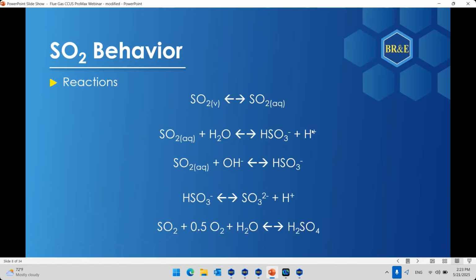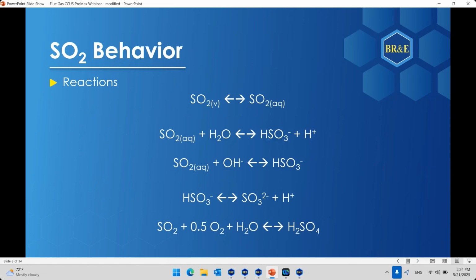So what you're looking at right now is a bit of chemistry. If you remember a chemistry class from your studies, this is what happens to SO2 when it comes into a solution. You can see that SO2 and water form ions, HSO3 minus and H plus. That's the first portion of the reaction.